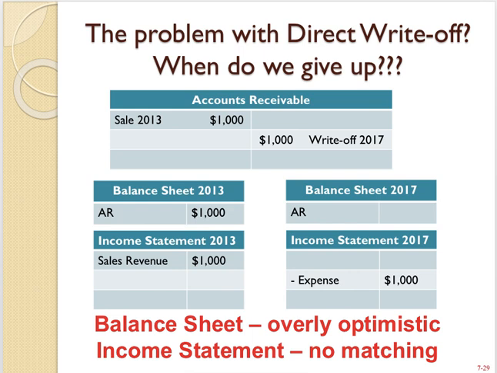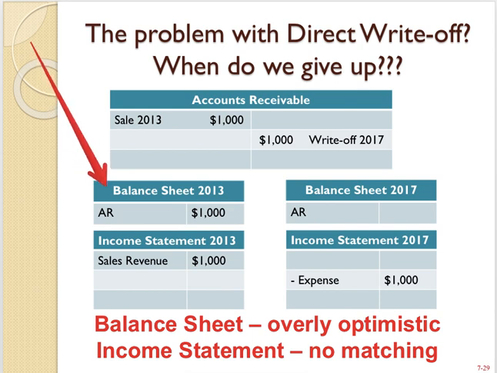What happens is this. Let's say this particular company makes the sale in 2013, so it's $1,000 that happened in 2013. They wait 4 years before they write it off, and then in 2017, they go ahead and write off that $1,000. So let's see what impact that has on our financial statements.